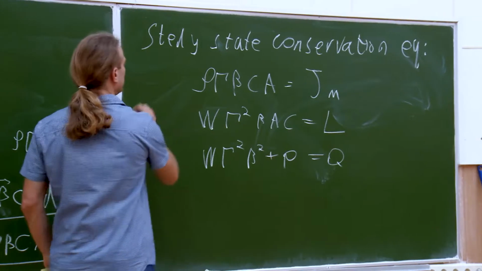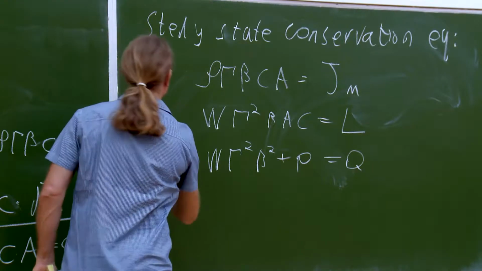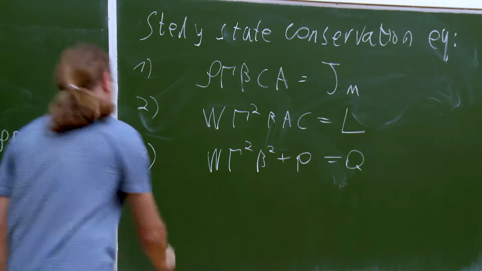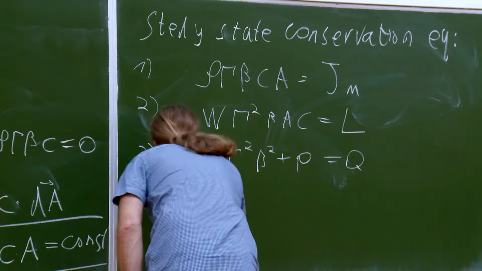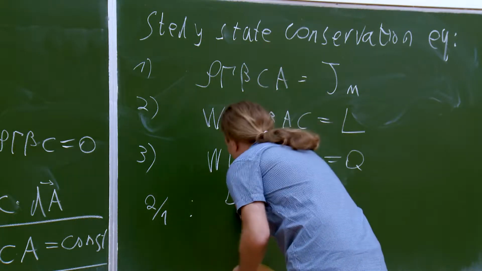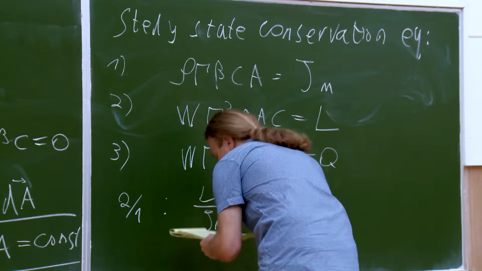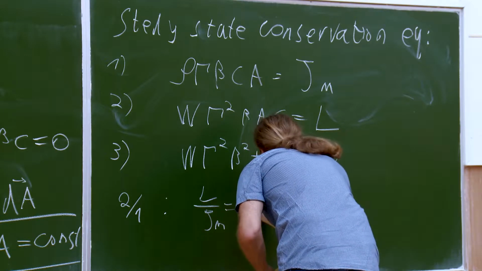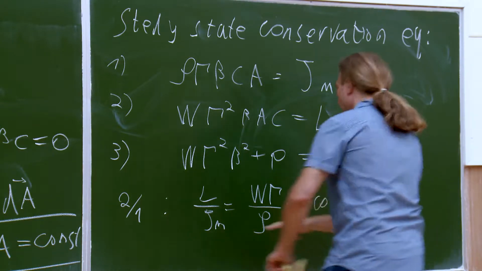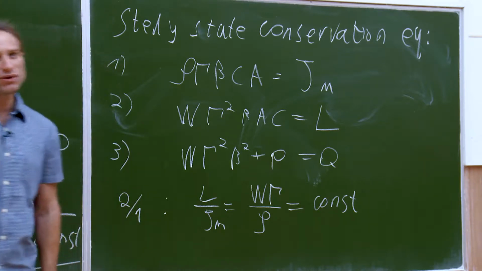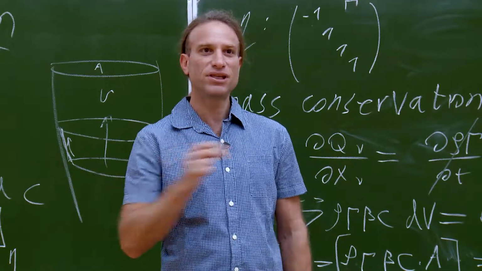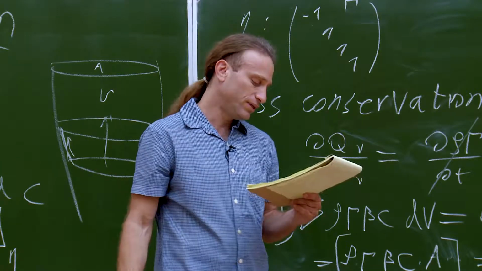Okay, so now let's call these 1, 2, and 3. Now let's divide equation 2 by equation 1. What we get is that the quantity L divided by Jm is equal to Wγ divided by ρ, and this is a constant quantity. Now this equation is just the relativistic form of the Bernoulli equation.